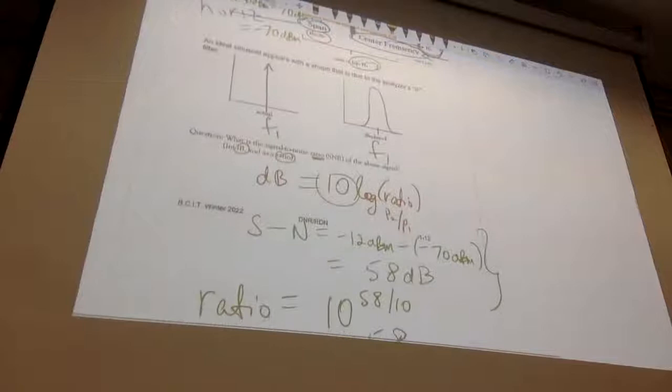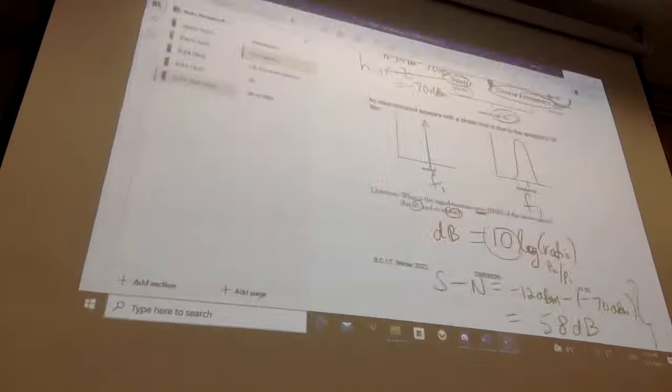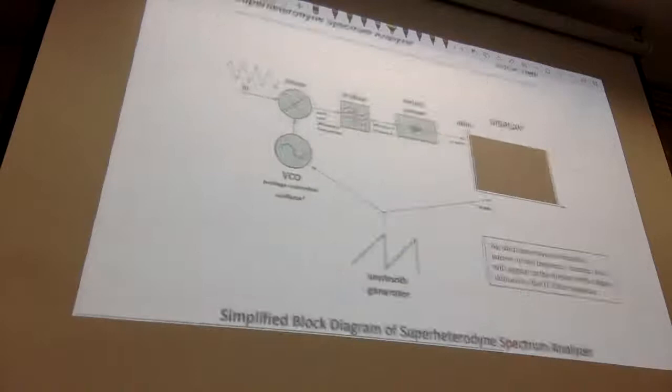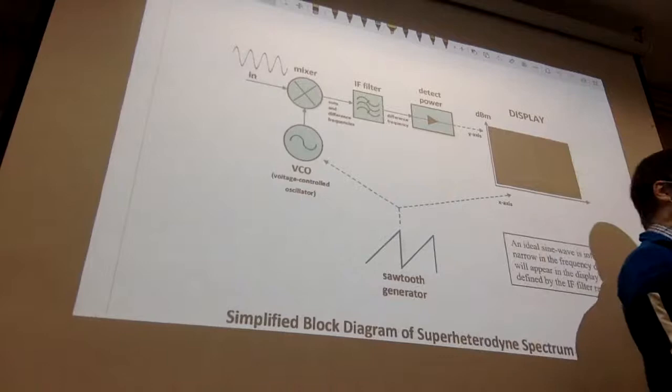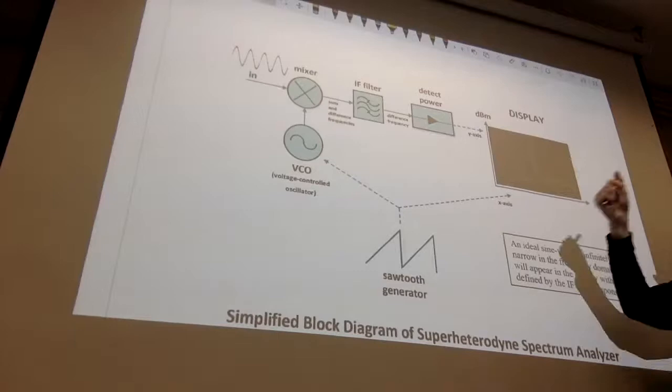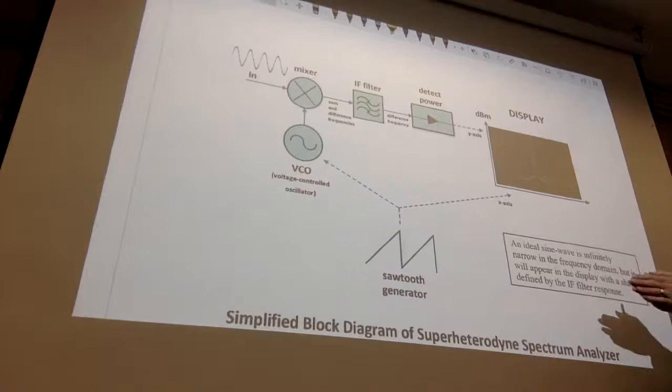Yeah. So I want to talk about the spectrum analyzer. What does a spectrum analyzer look like? This is a simplified block diagram. That means it's showing the essential elements, but a real one's going to have all kinds of other blocks. But basically, this is the structure.